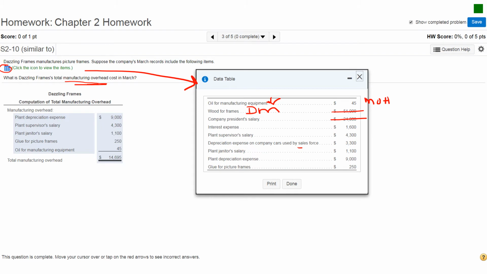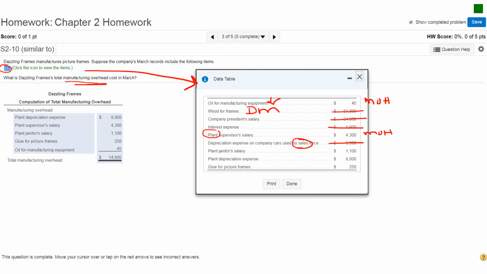Interest expense, unless they tell you otherwise, and they've got to really tell you what that interest expense relates to. For this book, if you ever see interest expense, assume that's going to be a loan on some sort of administrative item. We're going to consider that a period cost. The plant supervisor's salary, the plant that's in the factory, that's going to be an overhead item, so I'm going to write manufacturing overhead. Depreciation expense on company's cars used by who? It's the salespeople, so that's a period cost.